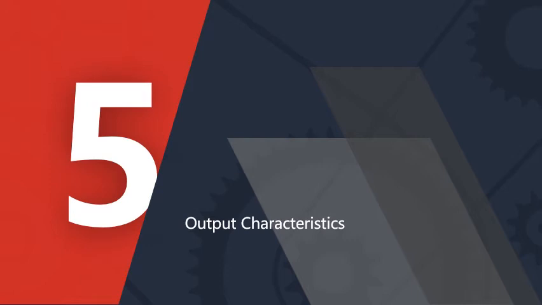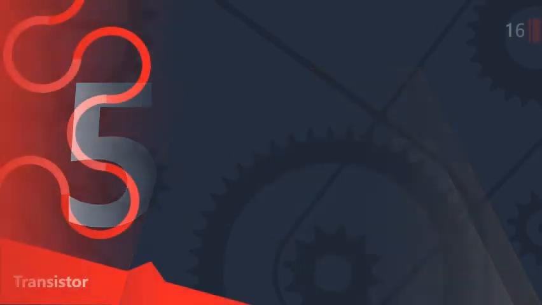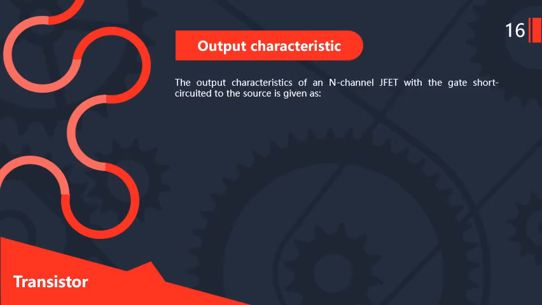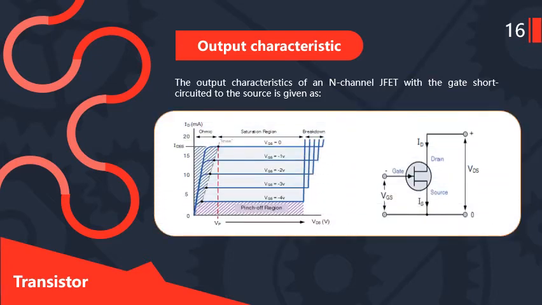Next is output characteristics. The output characteristics of an N-channel JFET with the gate short circuited to the source is given as follows. So this is the output characteristics of the N-channel junction field effect transistor.